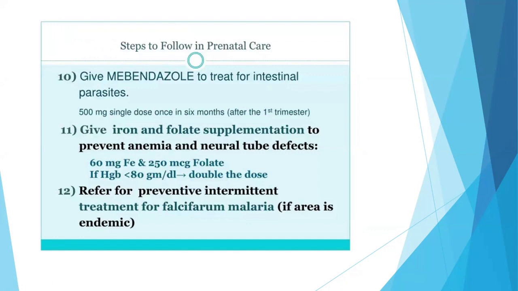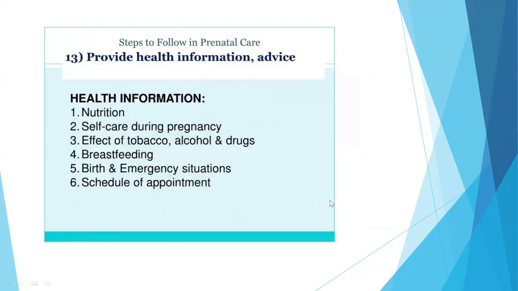We need to give mebendazole to treat for any intestinal parasites. This is just our prophylaxis. We need to give iron and folate supplementation to prevent anemia and neural tube defects. And we need to refer for preventive intermittent treatment for falciparum malaria if the area is endemic.